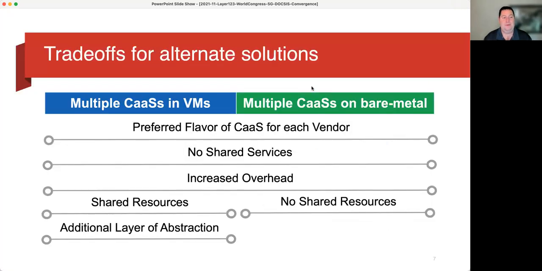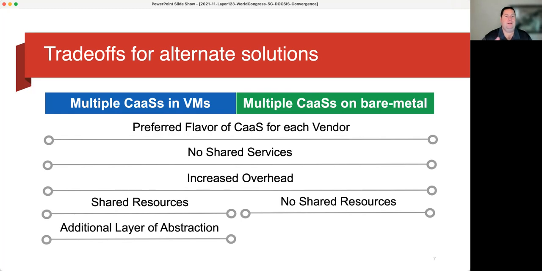As we look at this, there are some trade-offs and some alternatives. We do still see vendors pushing to run their own CaaS in a virtual environment. So you're adding an extra layer of abstraction there, but you do get to share your resources. Or you can run a separate CaaS, a separate Kubernetes cluster or another type of cluster, on bare metal. But with that, you aren't even sharing resources.